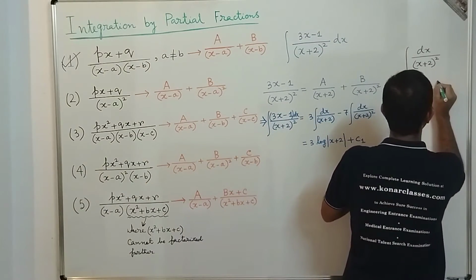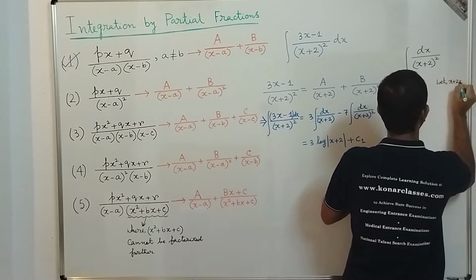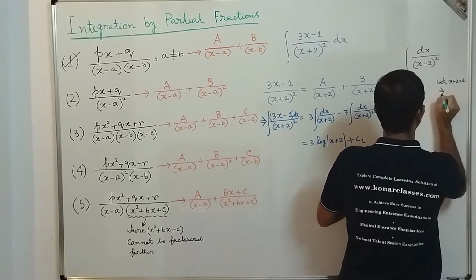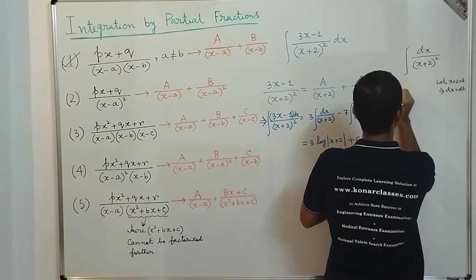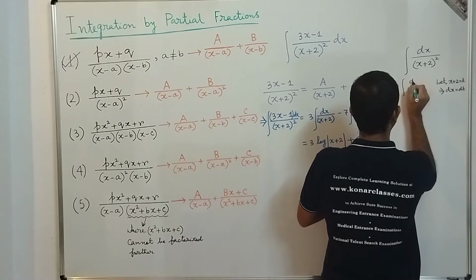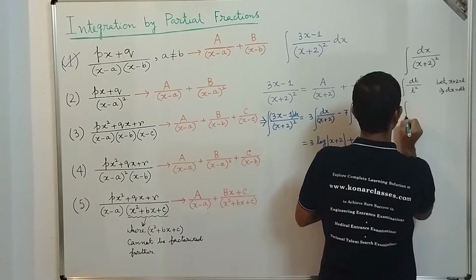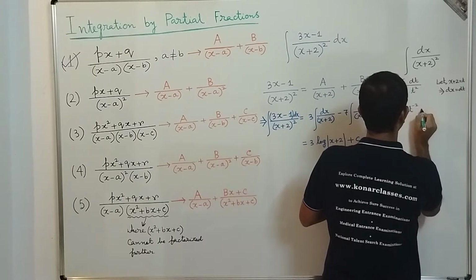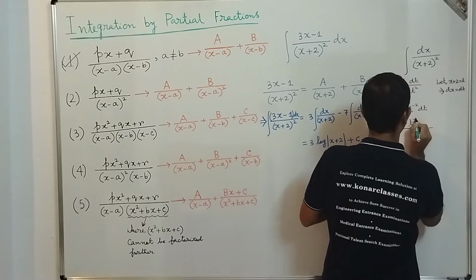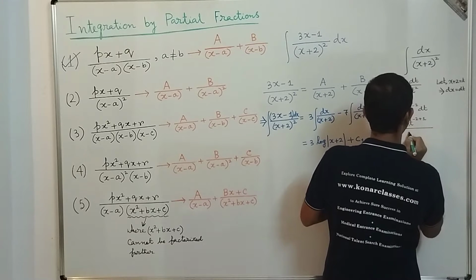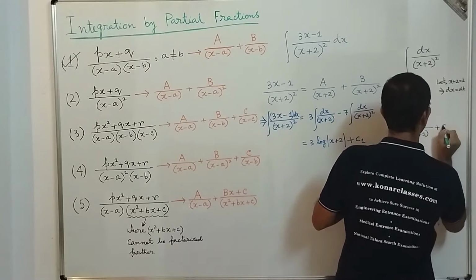So what we will do is let x plus 2 be equal to t. Then, dear students, dx equals dt. So this integration becomes dt divided by t square. That means integration of t to the power minus 2 dt. That is equal to t to the power minus 2 plus 1 divided by minus 2 plus 1, plus integrating constant c2.